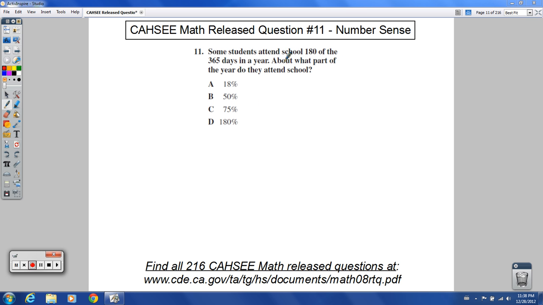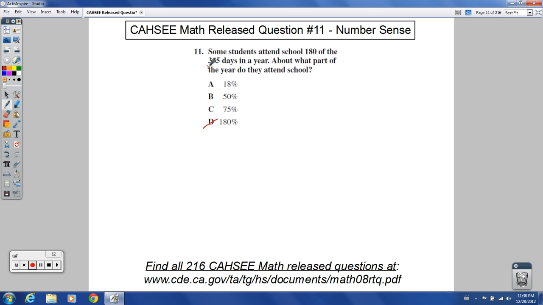And so I think the easiest way to do this one is to kind of use process of elimination first. Hopefully you can do this too. D, does that make any sense whatsoever? Can you go to school more than 100% of the year? No, so please don't select D. That would be a really bad choice. Make sure you eliminate that one first.